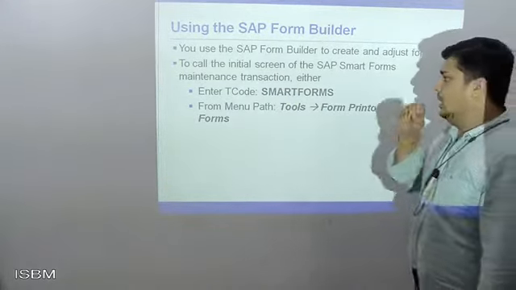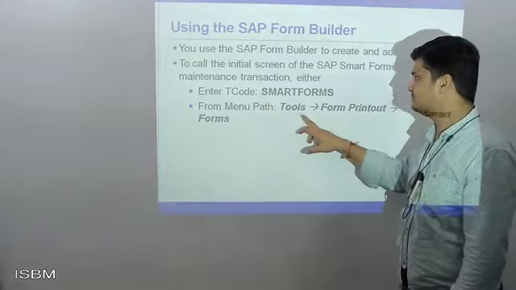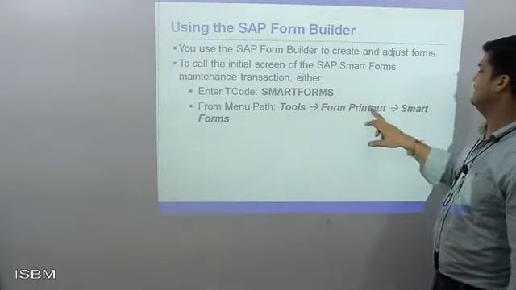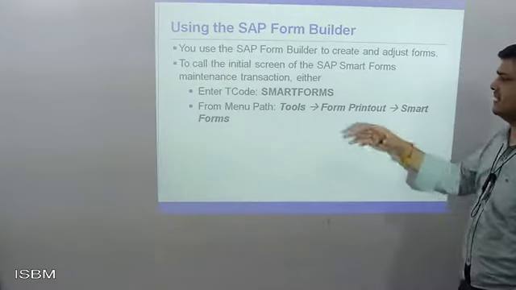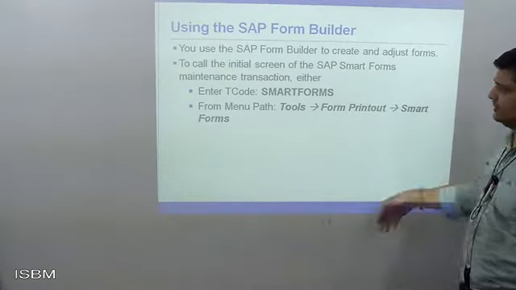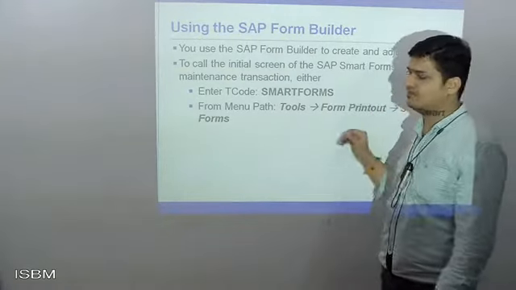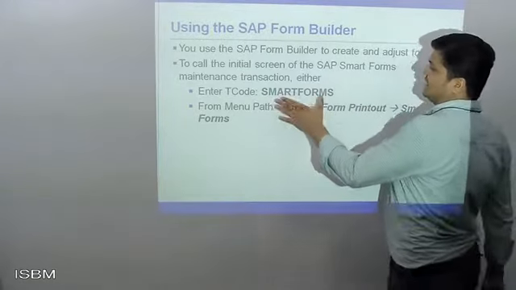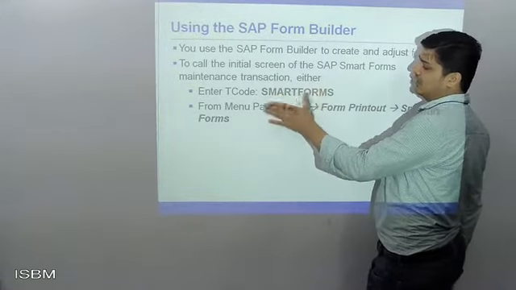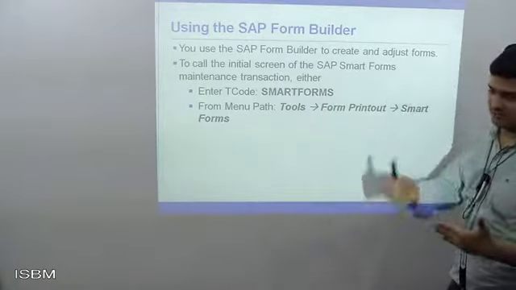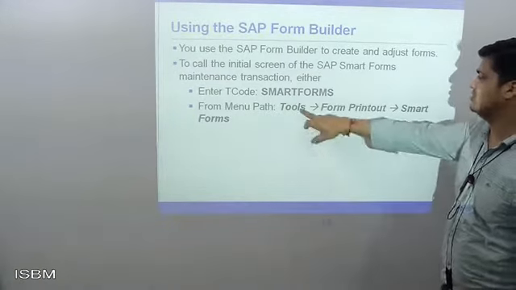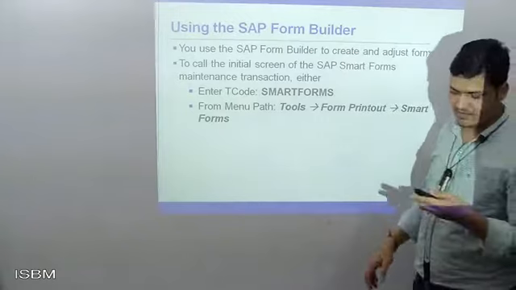In the menu path you can see Tools, Form Painter, Form Printout and Smart Forms. You can go with the menu path, or from here you can directly open the smart form with the help of the T code. Here you need to follow the path, and you can open the smart form.